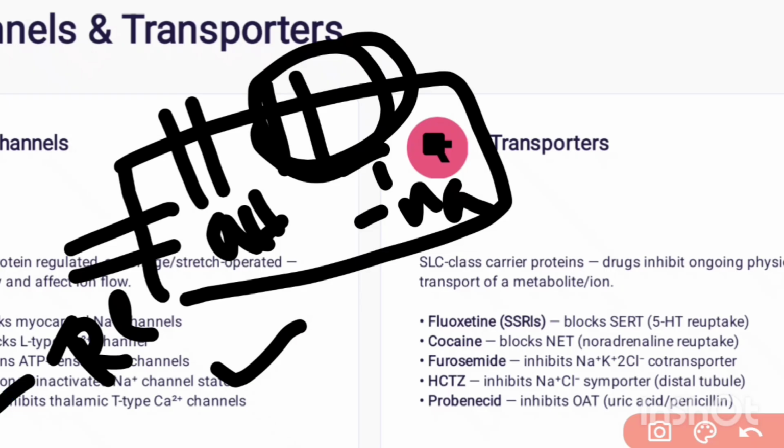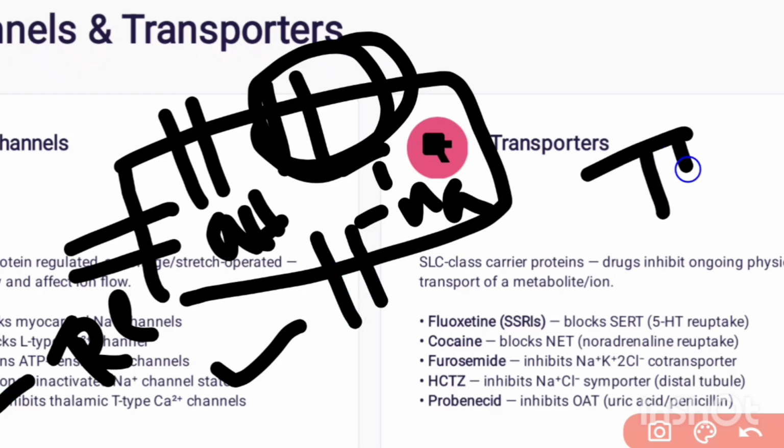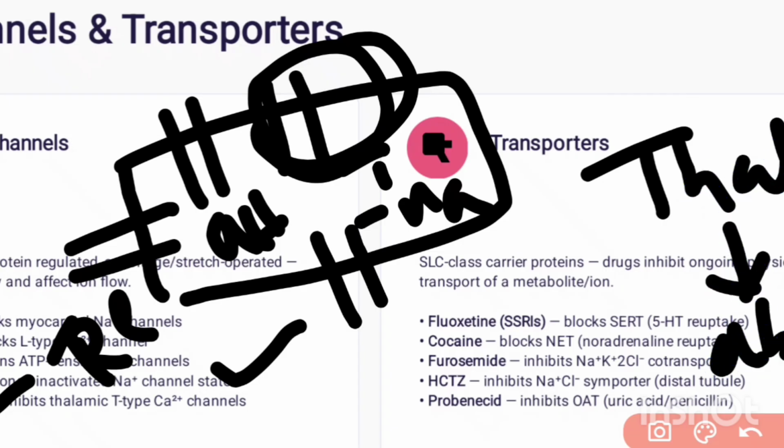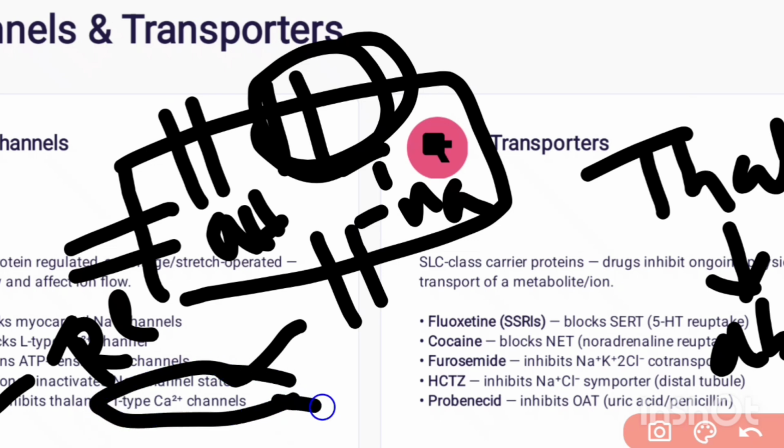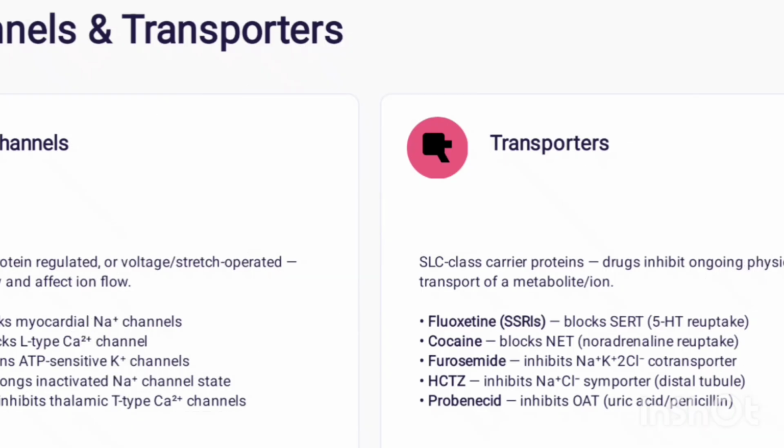Ethosuximide acts on the T-type calcium channels present in the thalamus. These are responsible for absence seizures. Ethosuximide works by blocking these T-type calcium channels, which is why it is helpful only in absence seizures. So this is all regarding ion channels.